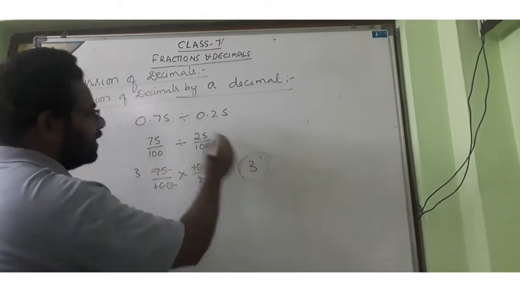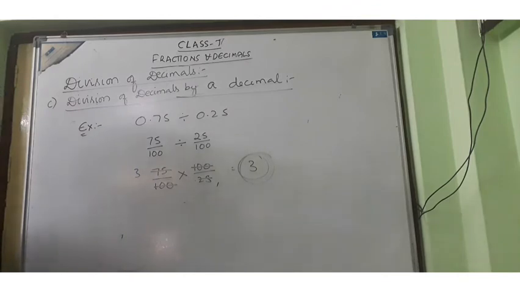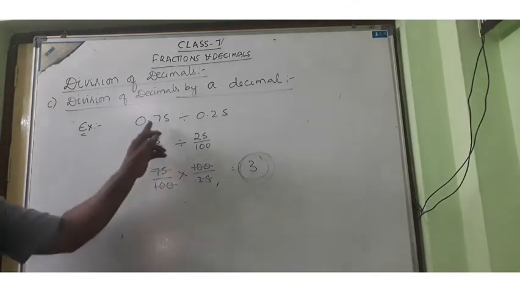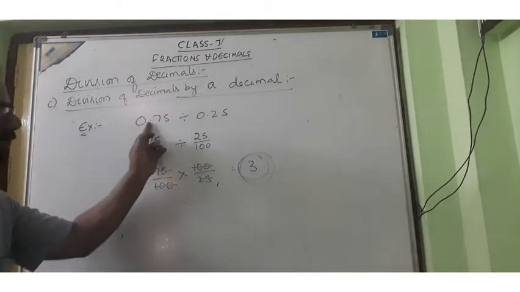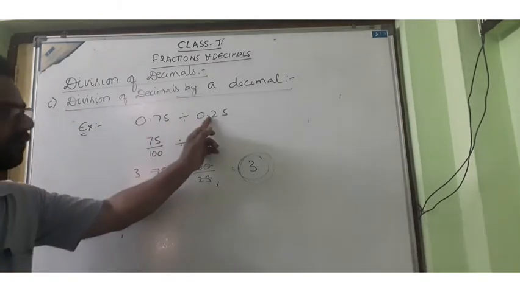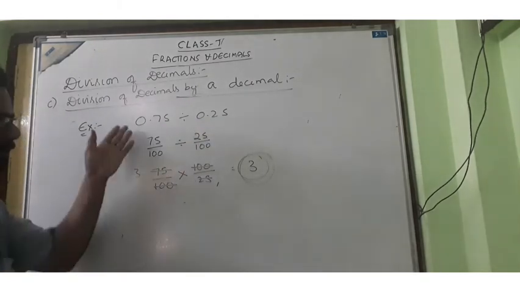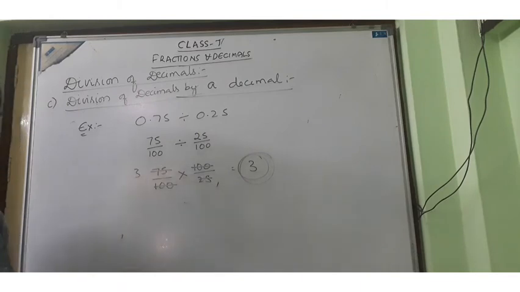For this 3, no need of putting any decimals. Okay. 75 divided by 25, directly you can do. The answer is equal to 3, because after the point 2 digits are there in both. So easily we can do it. Okay. Please note down this one also.